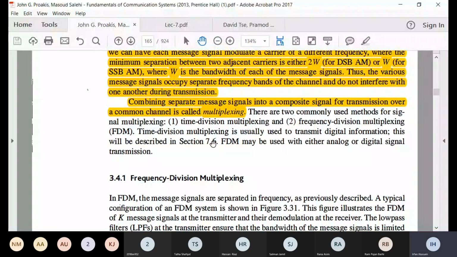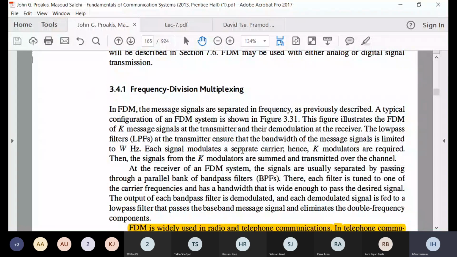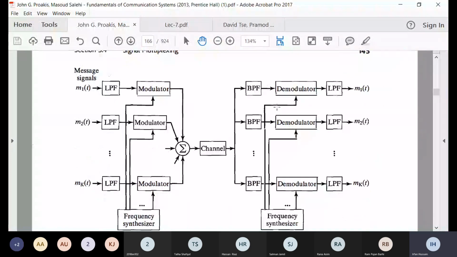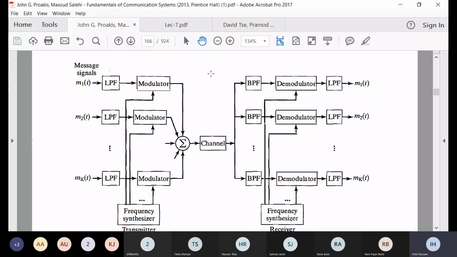Now, frequency division multiplexing, as shown in figure 3.31: you have k different users or k different message signals. Each message signal is passed through a low pass filter. This will make sure that the bandwidth is now up to W. If it is a low pass signal, the bandwidth will be W, minus W on the negative side and plus W on the positive side.